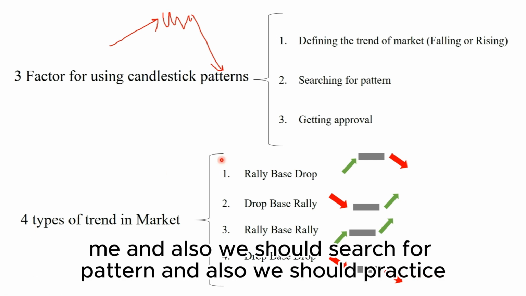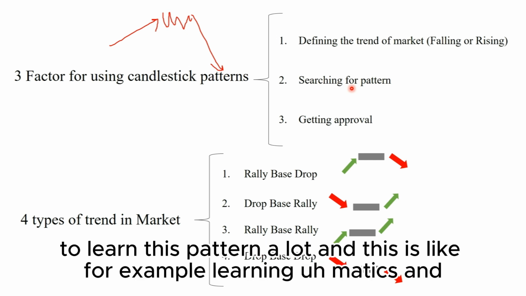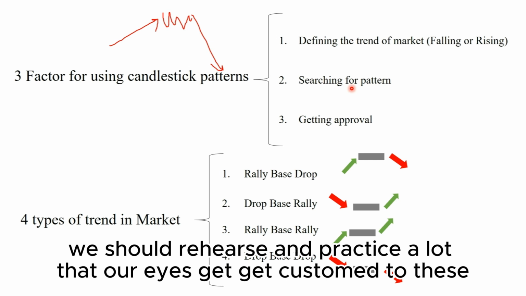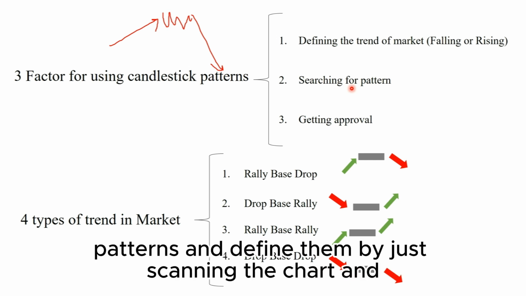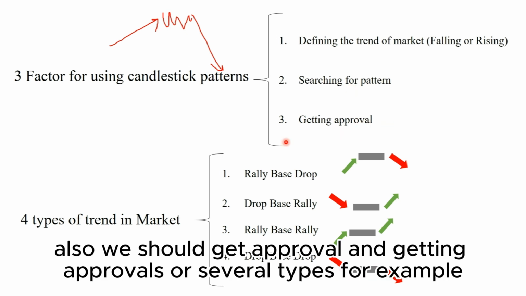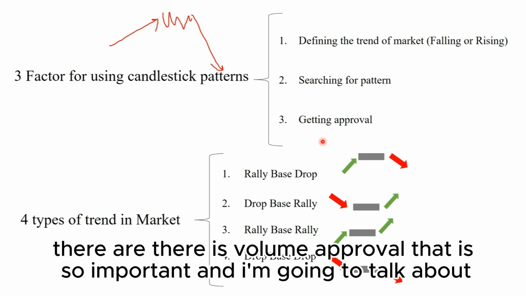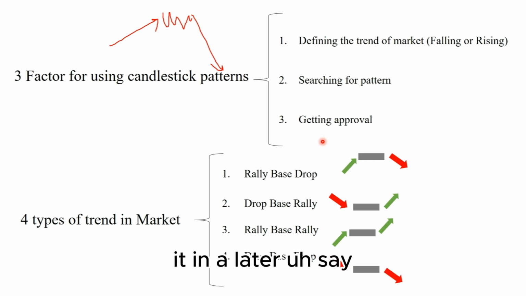And also we should search for patterns, and we should practice a lot to learn these patterns. This is like, for example, learning mathematics, and we should rehearse and practice a lot so that our eyes get accustomed to these patterns, and define them by just scanning the chart. And also we should get approval, and there are several types of approvals. For example, there is volume approval that is so important, and I'm going to talk about it in later sessions.